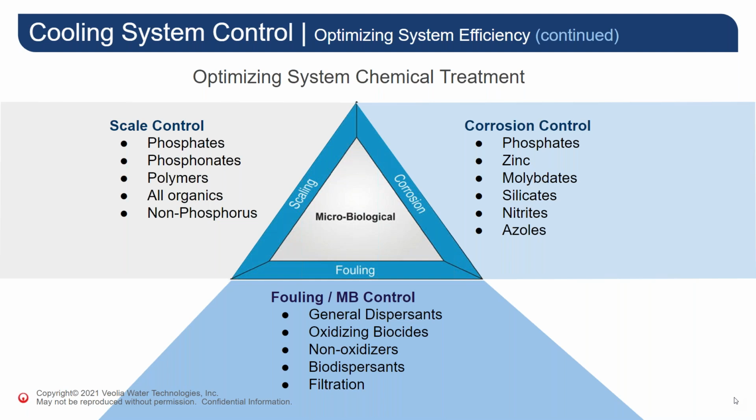Corrosion control product selection is also pH and LSI dependent, but system metallurgy is very important. Most cooling systems have mild steel pipe with brass and bronze valves and copper heat exchangers. Some towers are galvanized, so picking the correct product for corrosion control based on the metallurgies in the system is important.